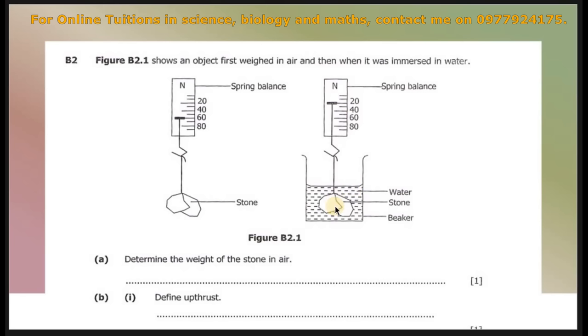Now, the question says determine the weight of the stone in air. So the weight of the stone in air is what? It is from 0 up to 60, so it is in Newton. So this mark here, you read this mark where it ends at this line here. 40, 50, 60, 70, 80. Yeah, so this is 60. So the weight here is 60 Newton. So weight is in Newton again.